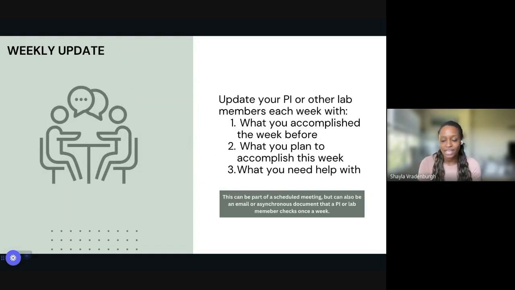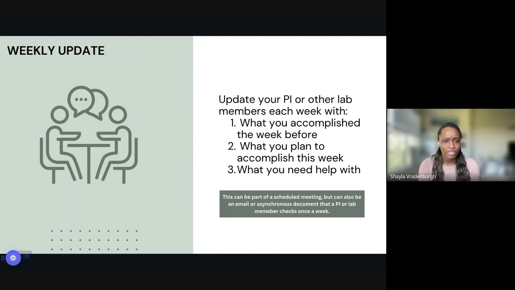So in the weekly update, this is basically a time to share with your PI or other lab members that are involved in the project what you accomplished the week before, what you plan to accomplish this week, and anything that you need help with or any barriers that you encountered. I would recommend that this is something that's part of a scheduled meeting that you have. If you have weekly meetings with your PI or other lab members, I think it can be a really great way to structure your meetings and then also make sure that you're getting advice and information that you need to make progress on your project.